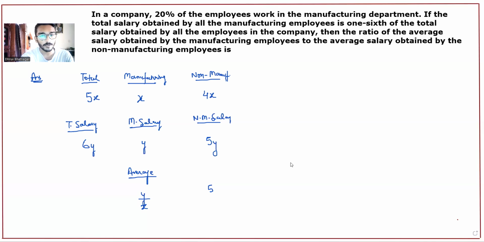And the non-manufacturing average would be: total salary is 5y, non-manufacturing employees are 4x. So this is the average. We have to just find the ratio of these two numbers. That is y upon x divided by 5y upon 4x. And that would be 4:5.